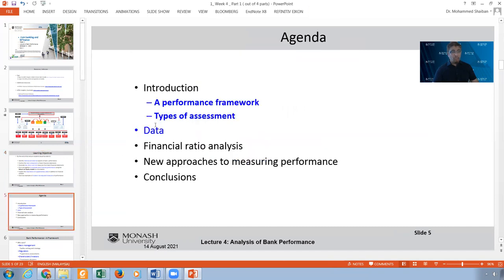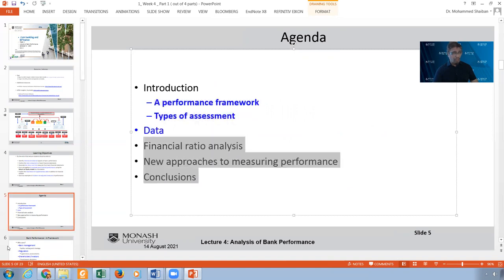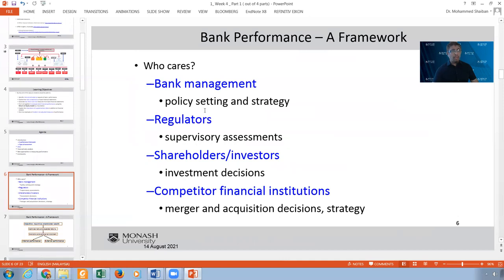So this is what we are going to talk about in the first part, and I will talk about this later on. Now, let me go to, first of all, the first question we put to ourselves: who cares about bank performance?